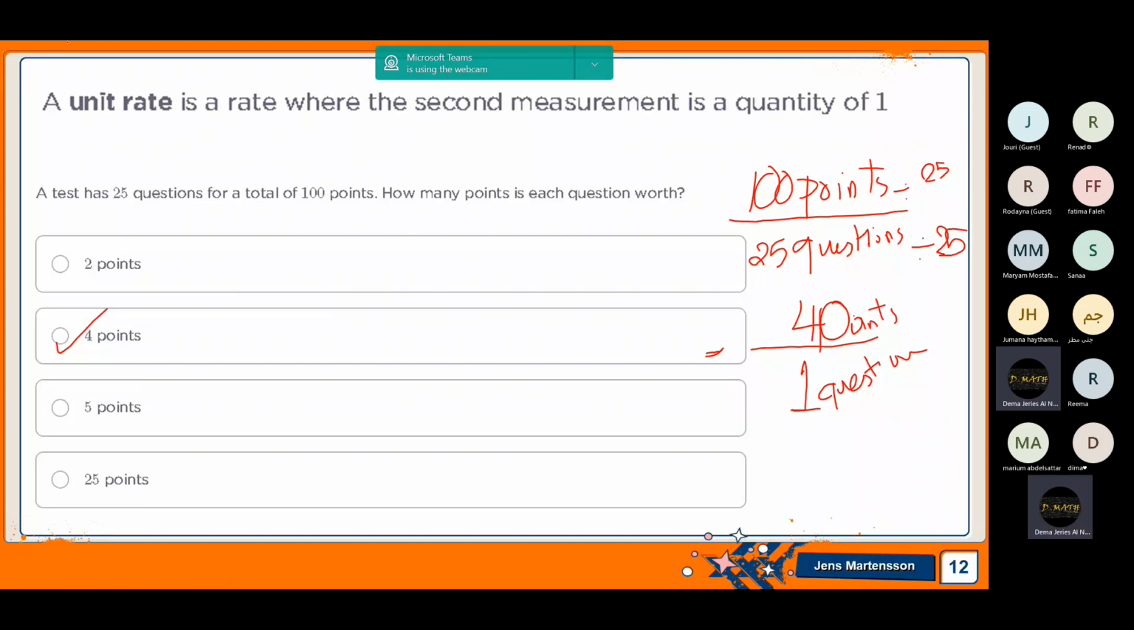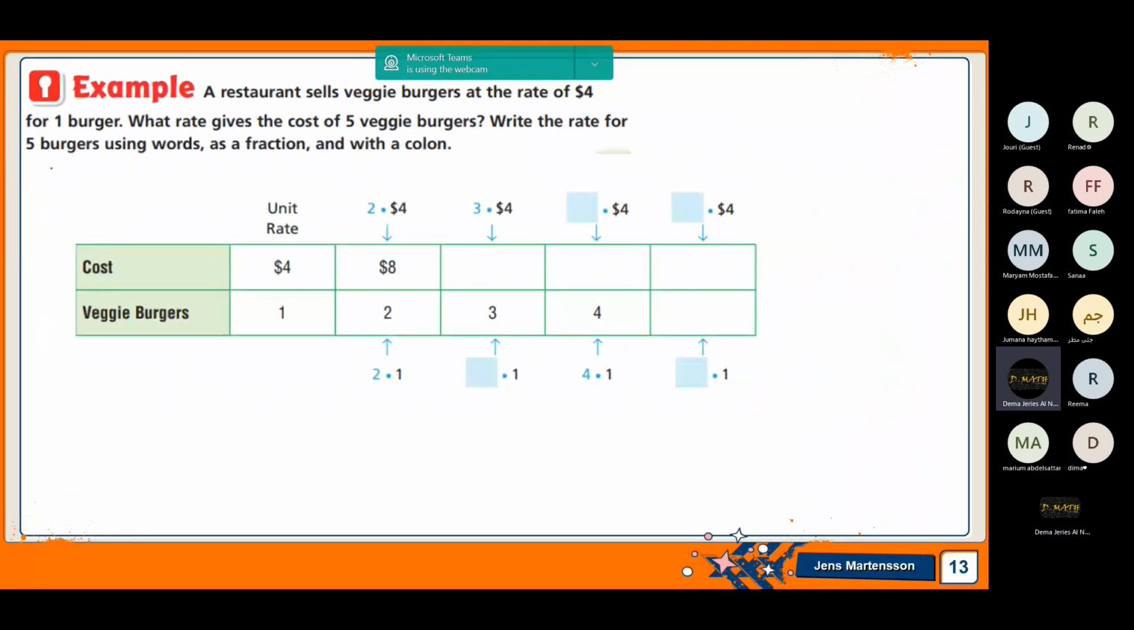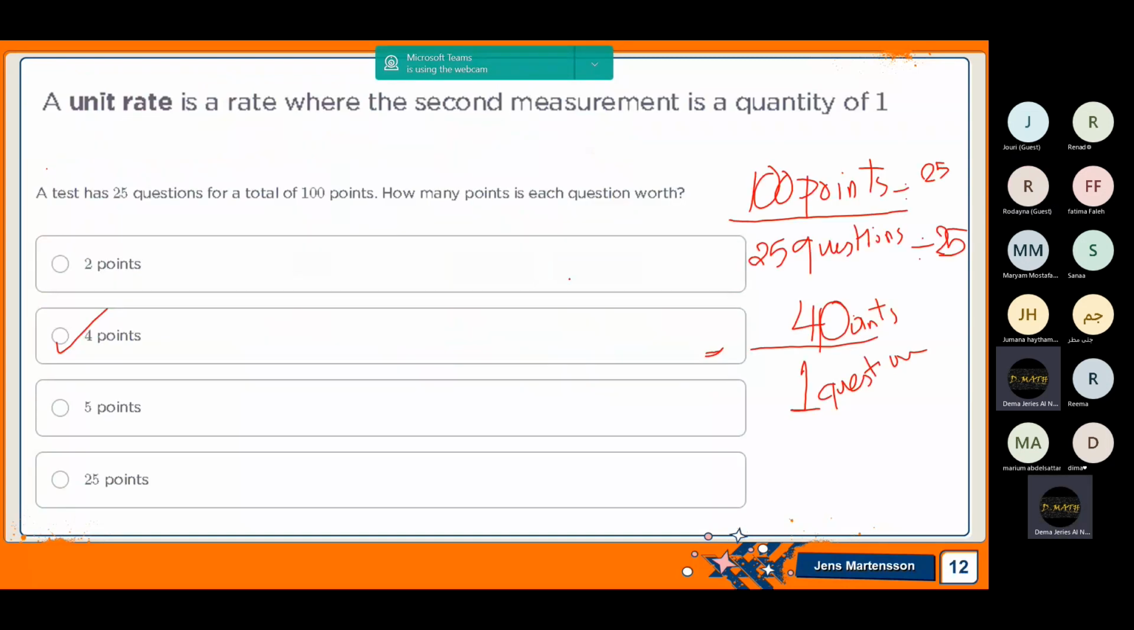Is it clear now? What do I mean by the unit rate? Yeah, clear. Okay. Teacher, can you repeat it again? I got confused. Let's see this example here. I told you there's an example. It has 25 questions and the total marks is 100. So what does it mean? 100 points or 100 marks per 25 questions. How many points for each one question? What do you have to do?